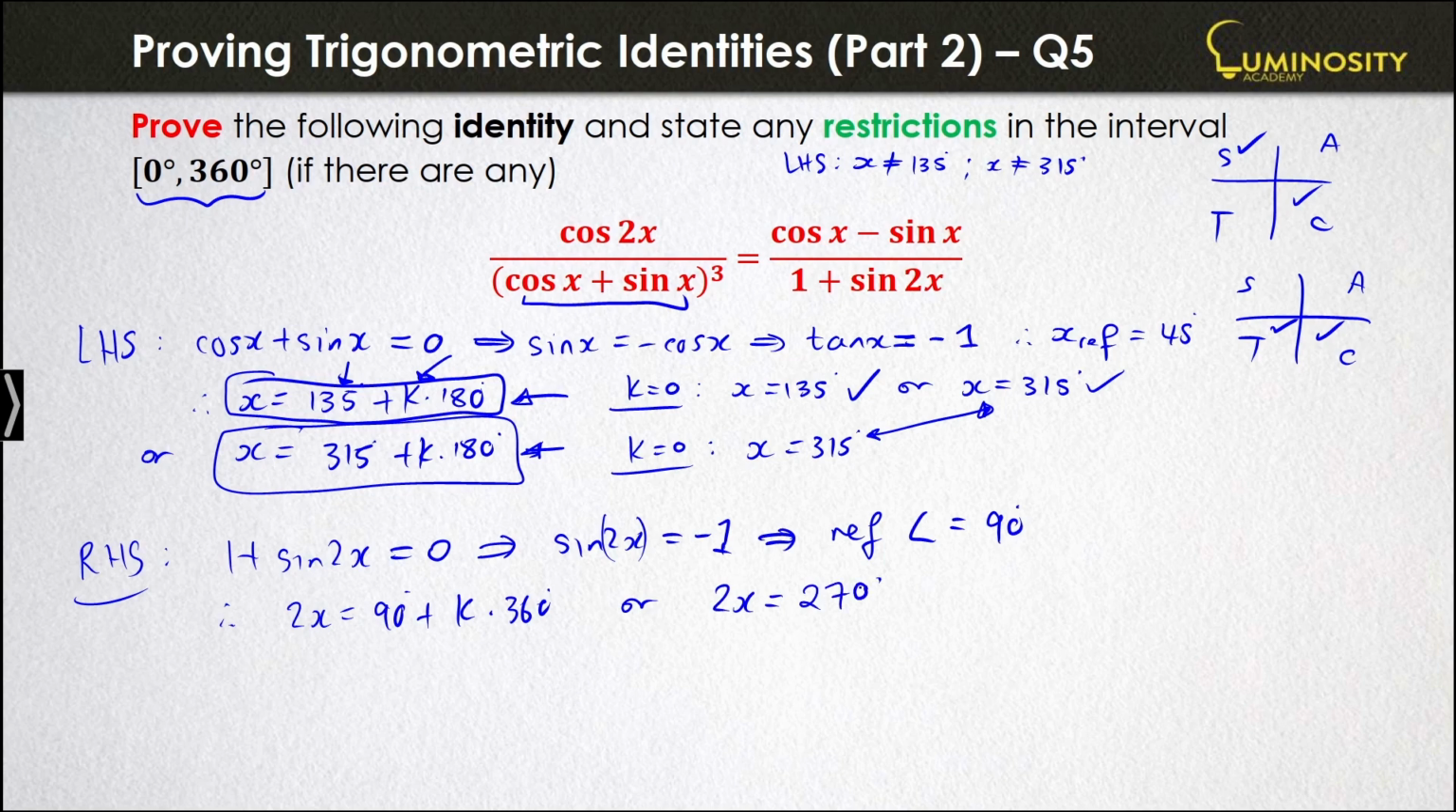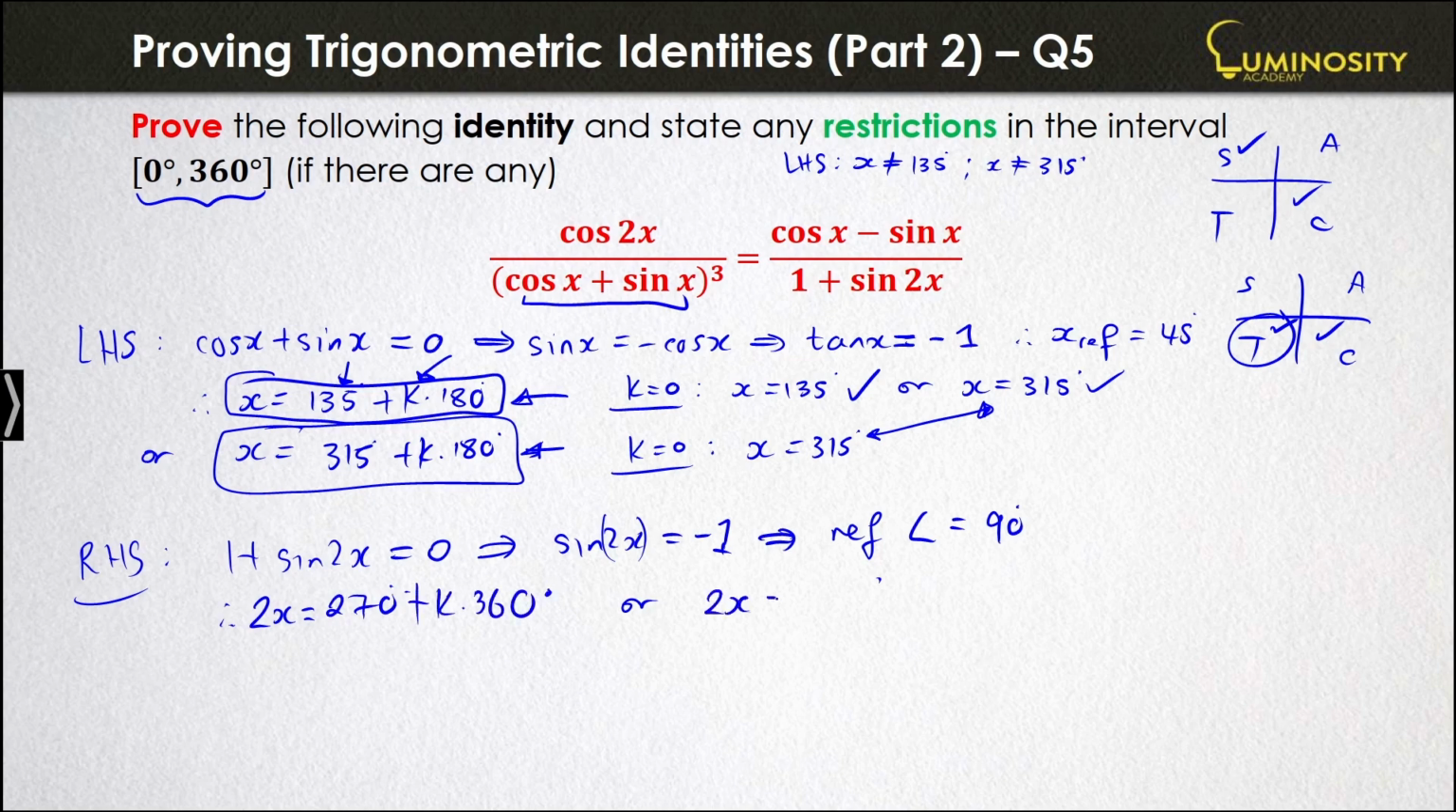Sorry, so for this one here, let's just go back to this first one. The reference angle is 90 degrees. So in the third quadrant, it's 180 plus the reference angle. So the 2x is equal to 180 plus the reference. So that's 180 plus 90, which is 270 degrees, plus k times 360.